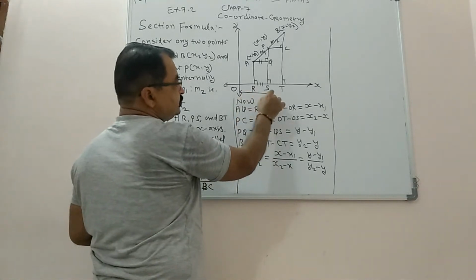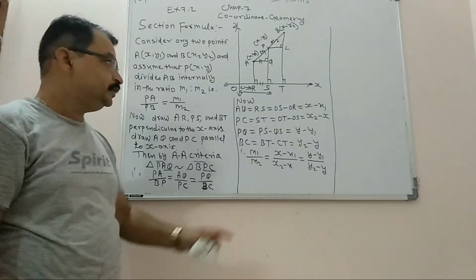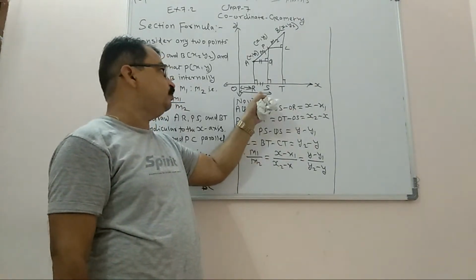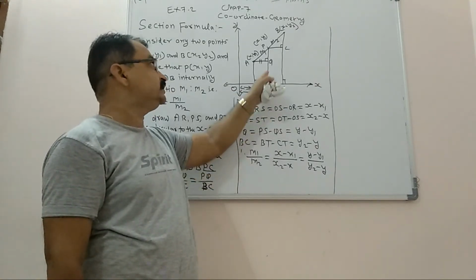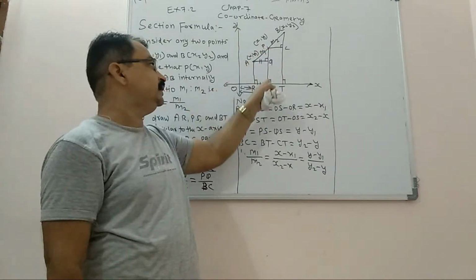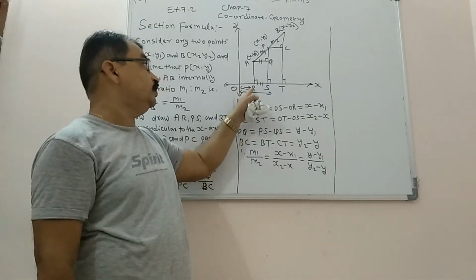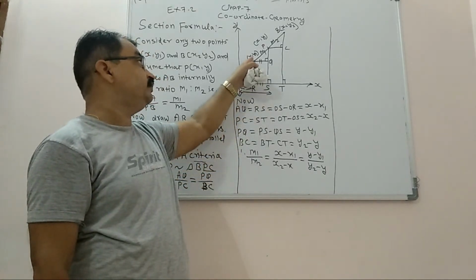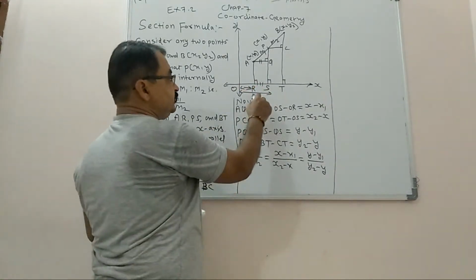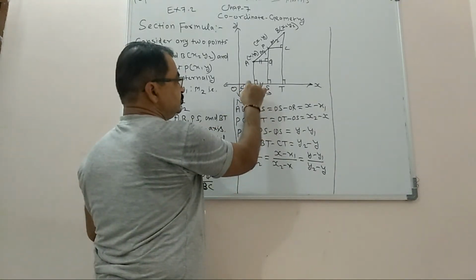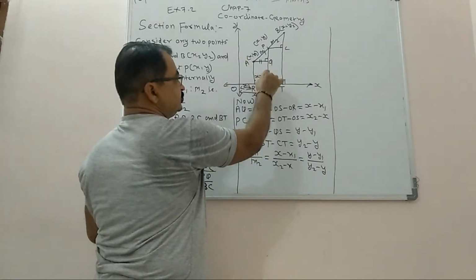This is OS minus OR, children, right? So I have written here OS minus OR. And OS, what is its x coordinate? We have taken P as x. That means this point denotes the x. So x minus OR. What is the x coordinate we assumed here for it? x1. So x minus x1. So this is x, children, and this is the x1. So this will be what? x minus x1.